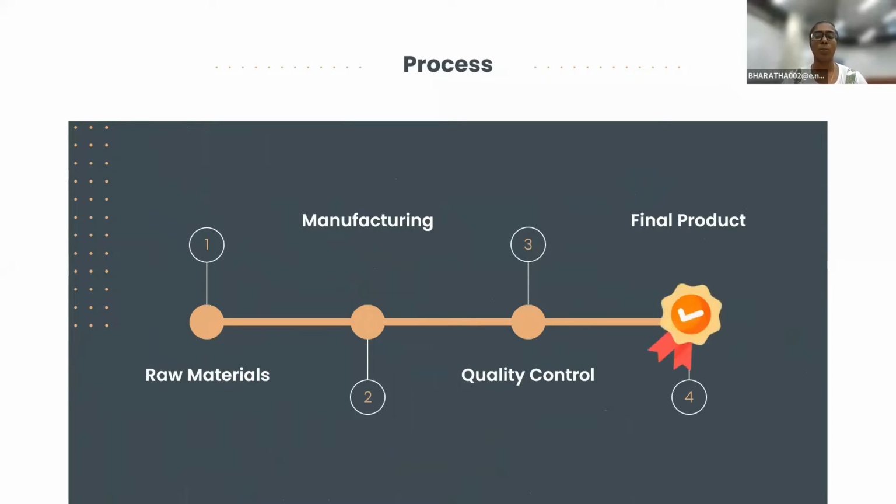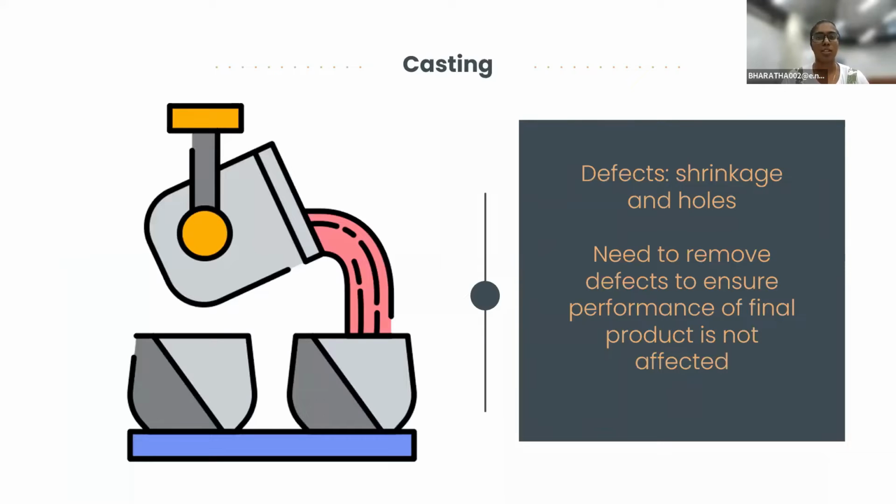For a product to be usable and of high functioning quality, it needs to pass quality control, which ensures that products are free from defects and are able to perform the intended purpose successfully. We focus on casting, which is one of the many manufacturing processes. Casting involves pouring molten metal liquid into molds to achieve a desired shape. This process sometimes faces defects such as shrinkages and holes, which need to be identified and removed to ensure that the performance of the final product is not affected.